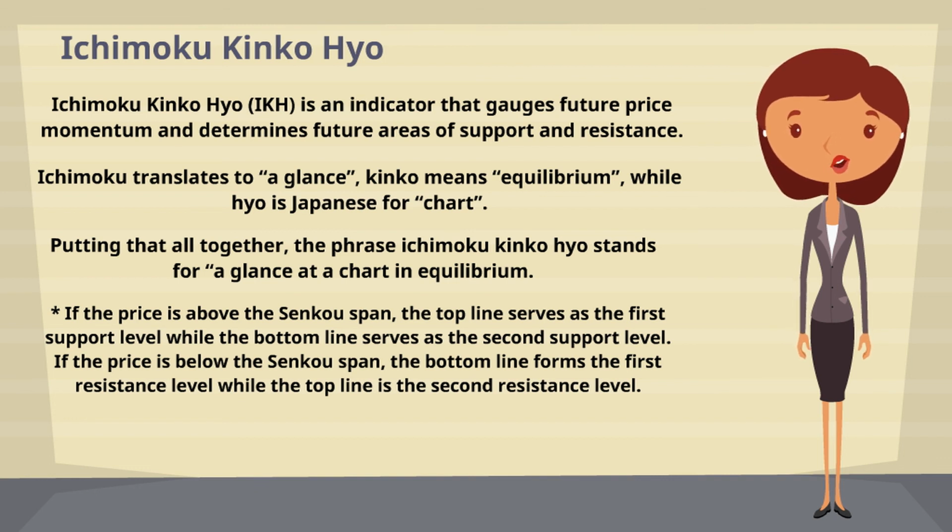If the price is above the Senkou span, the top line serves as the first support level while the bottom line serves as the second support level. If the price is below the Senkou span, the bottom line forms the first resistance level while the top line is the second resistance level.